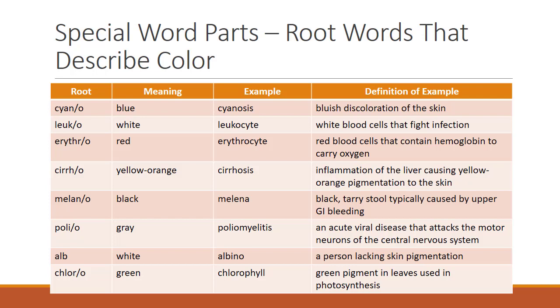The next term, polio, meaning gray. An example of that is poliomyelitis, which is an acute viral disease that attacks the motor neurons of the central nervous system.